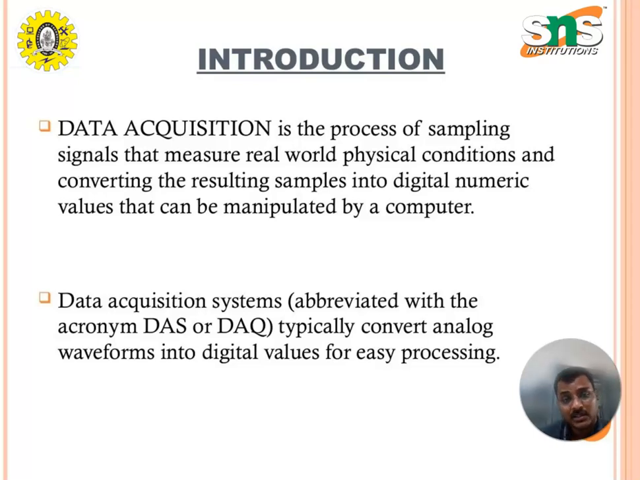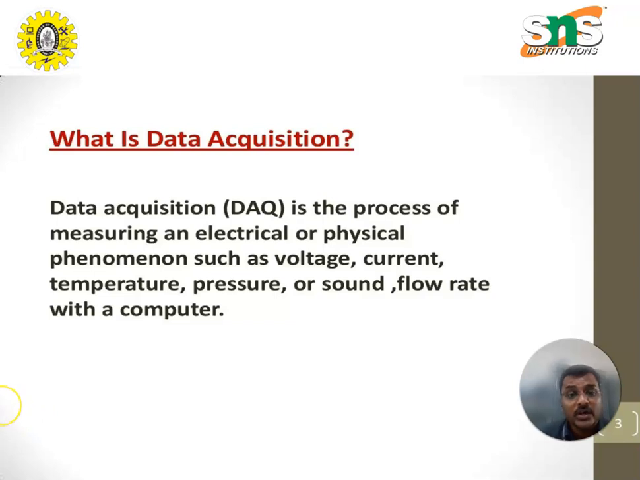Introduction: data acquisition is the process of sampling a signal that measures real-world physical conditions and converting the resulting samples into digital numeric values. It means that data will be converted into digital numeric values and manipulated in the system. We call it DAS, which typically converts analog waveforms into digital values for easy processing. What is data acquisition?